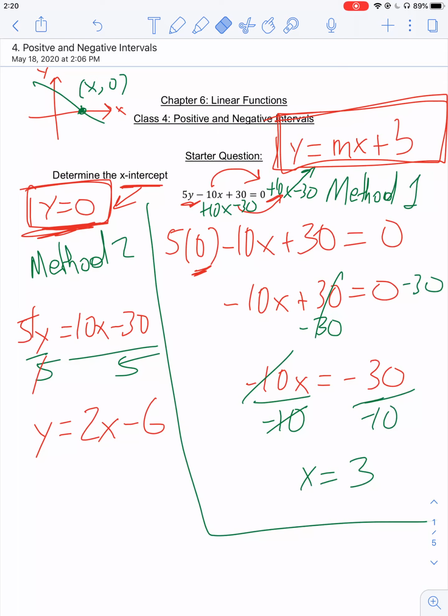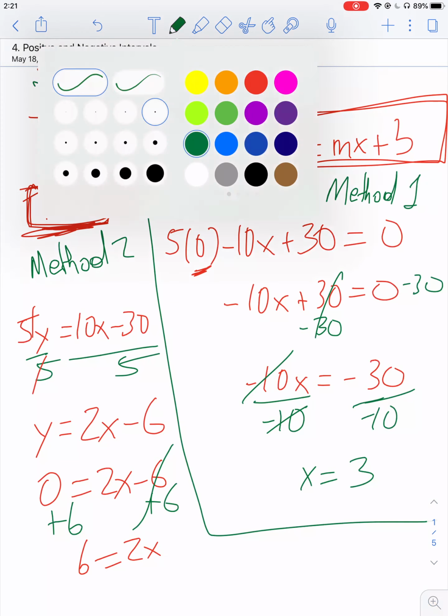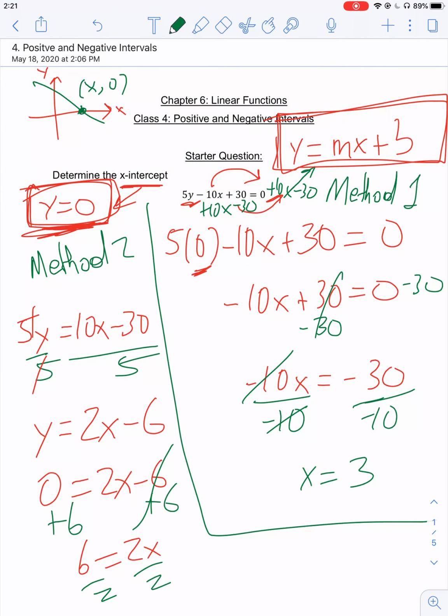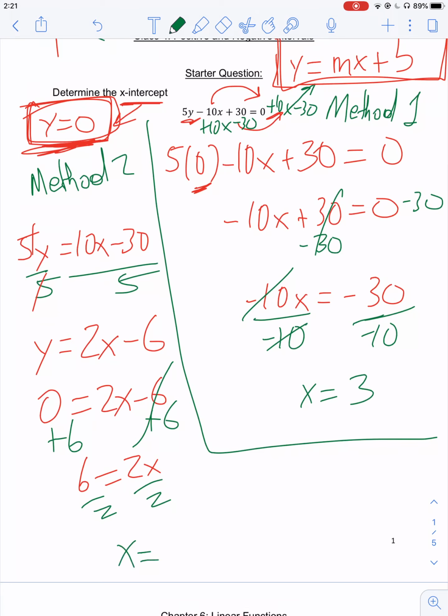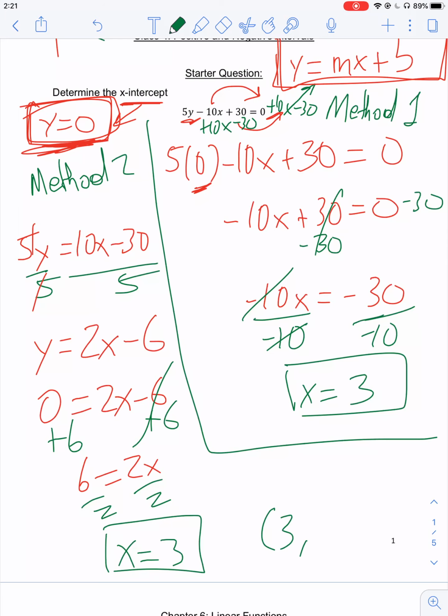Anyway, now the next step is to replace y by 0. Oops, to replace y by 0, right? So I'm going to replace this by 0 and then solve for x. So again, let's just do plus 6, right? On both sides, plus 6, plus 6. The 6 disappears, and then you're going to get 6 is equal to 2x, and then finally you can divide by 2 to get x is equal to 3. So this is your x-intercept, right? Same thing. And if I were to give the coordinates, this is the point where my x value is 3, but my y value has to be 0.